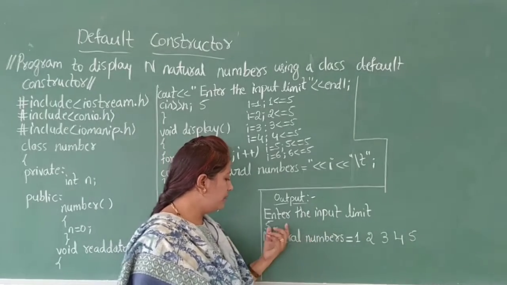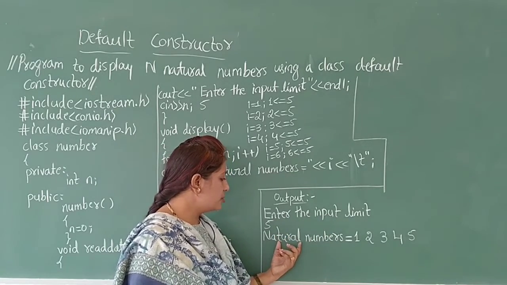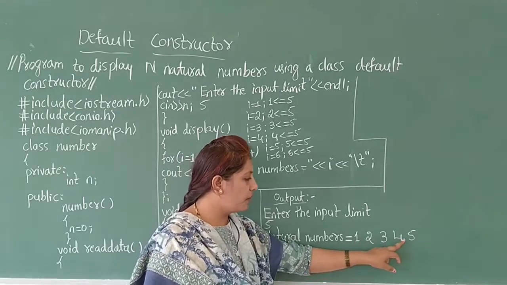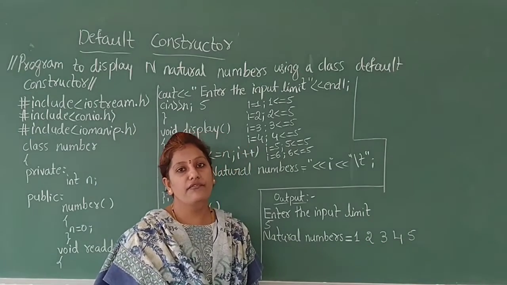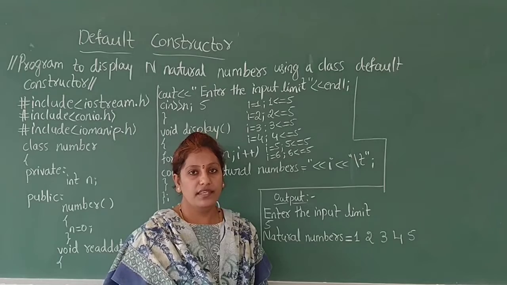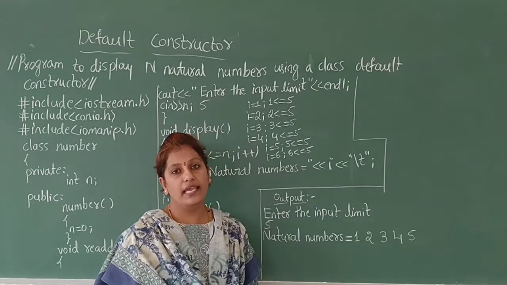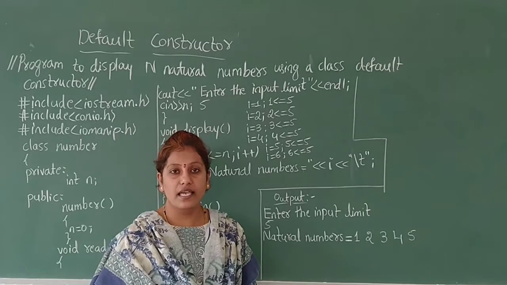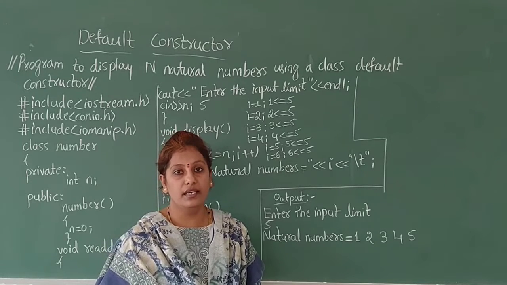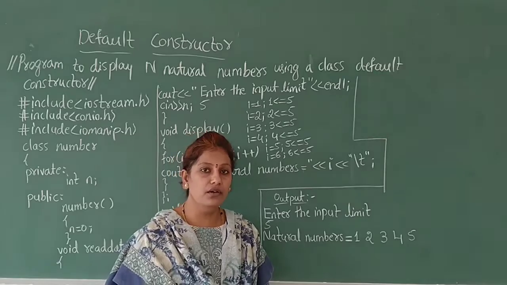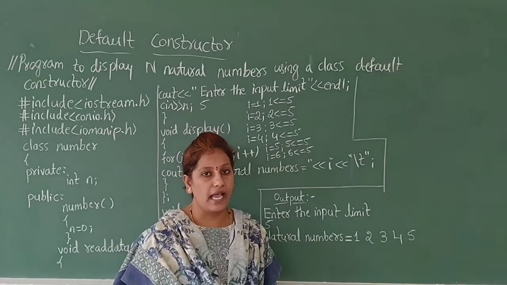Enter the input limit 5, then it displays natural numbers 1, 2, 3, 4, 5 using the for loop, with initializing i value as 1 and taking the condition i less than or equal to n. n is the input limit value, and incrementing the i value.